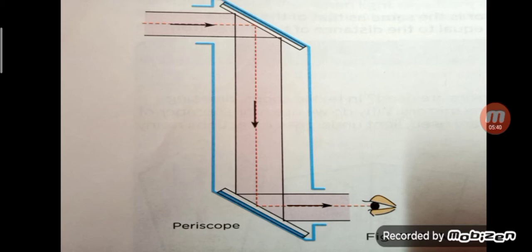Submarines are fitted with periscopes so that the sailors inside can see what is on the surface of the water. Periscopes are also used in tanks and by soldiers in bunkers.